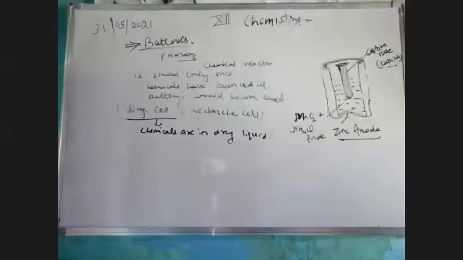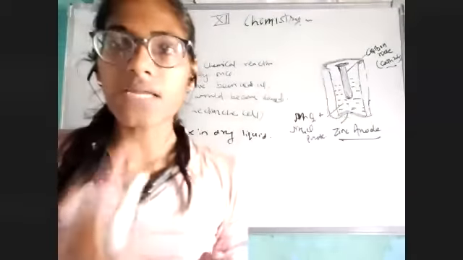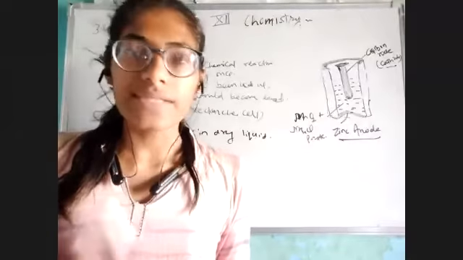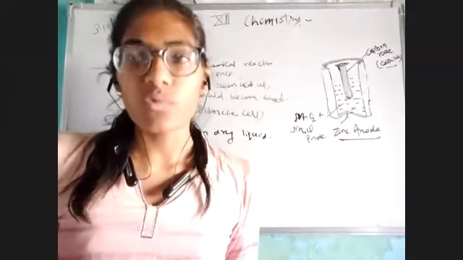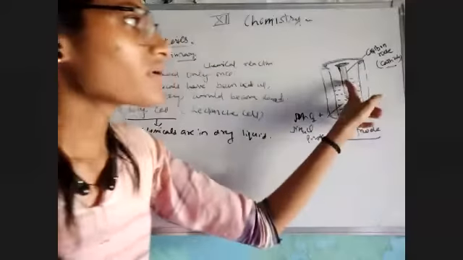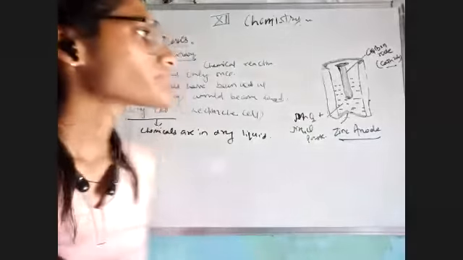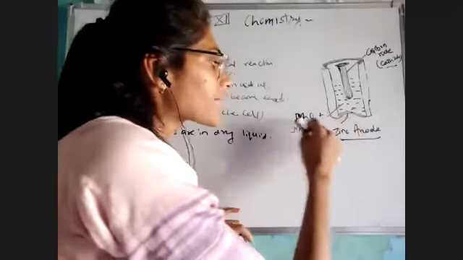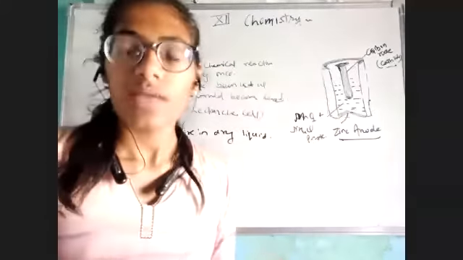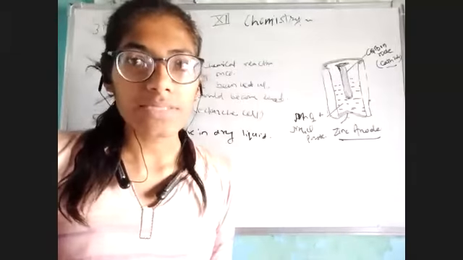You can check it also. After the class, if you have a normal cell, just try to separate it. You will see a complete covering, which is the zinc anode, and on the upper side a red or similar cap. That is your graphite rod, or we can say carbon rod. Into it, a moist paste of ammonium chloride and manganese oxide is placed. Now we have to see what types of reactions take place in it.